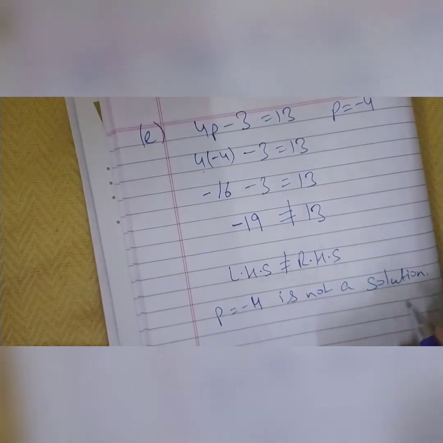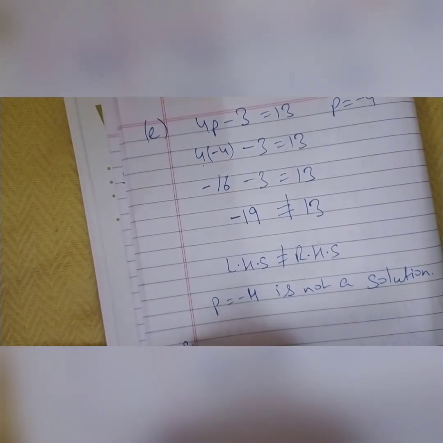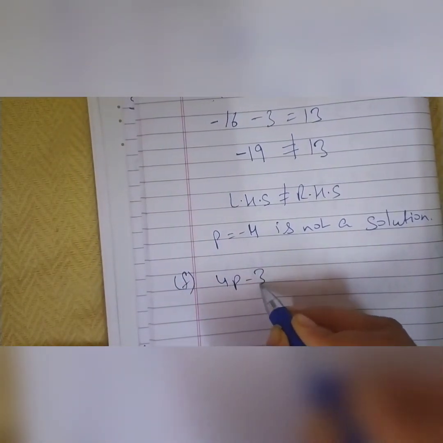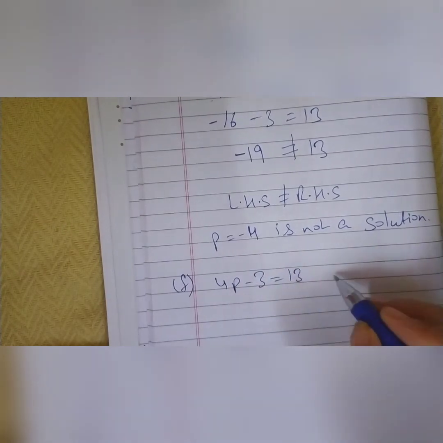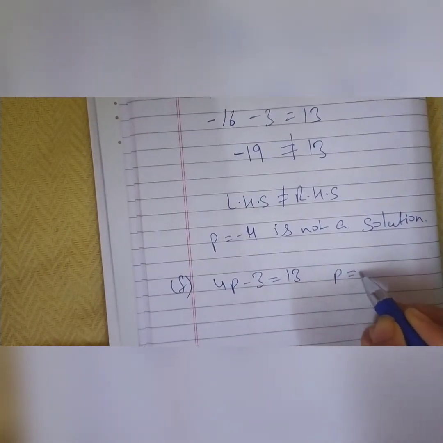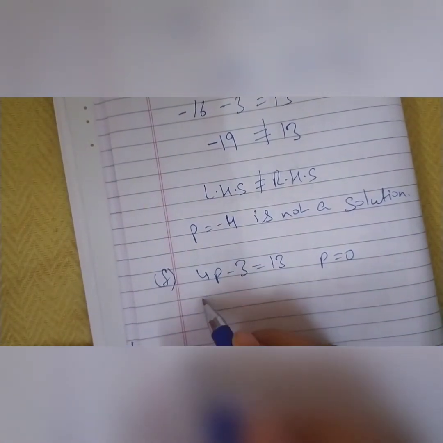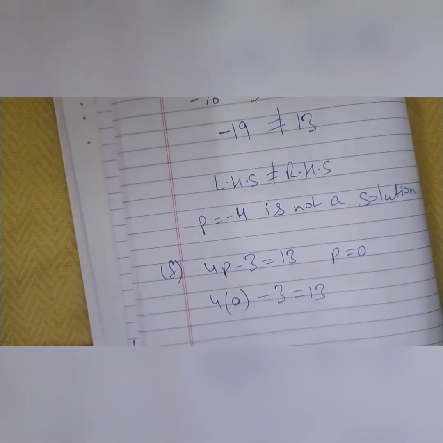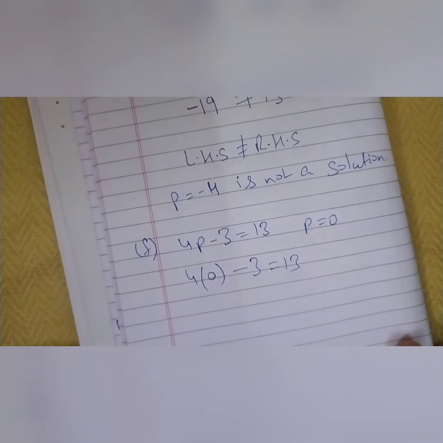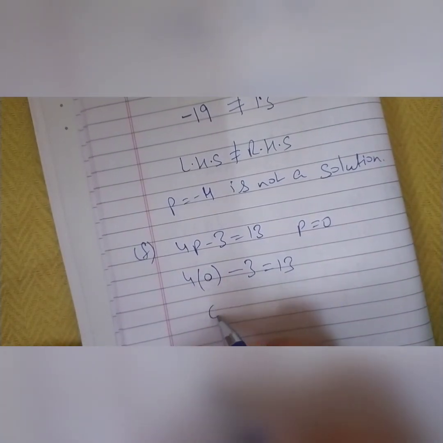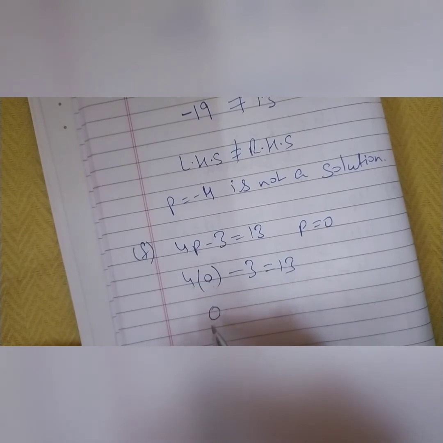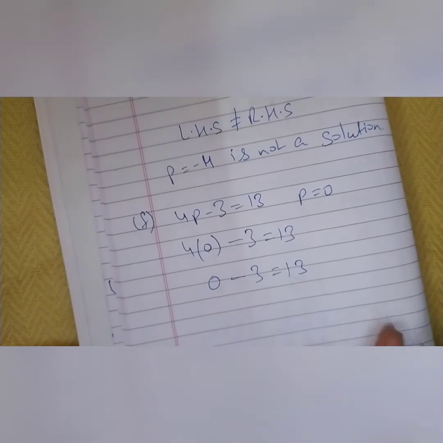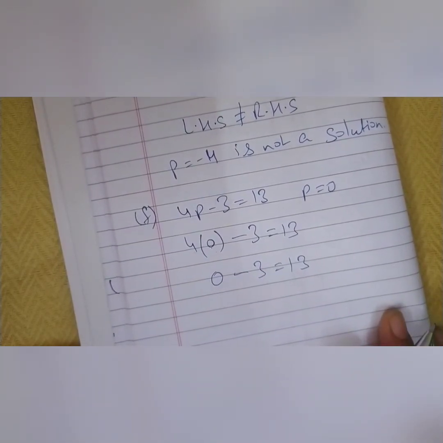One part is left for this equation, that is the F part, that is 4p minus 3 is equal to 13, and here the value of p is 0. We put p is equal to 0. The rest of the equation we write as it is. 4 multiplied by 0 is 0, because any number multiplied by 0, the product is 0. The rest of the equation is this. Here we subtract 0 and 3.